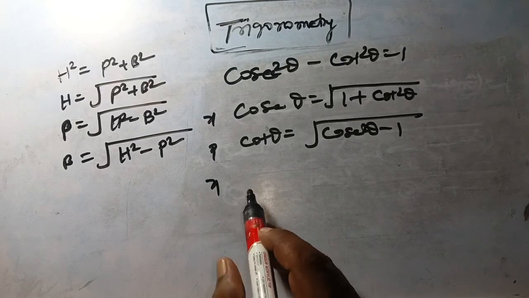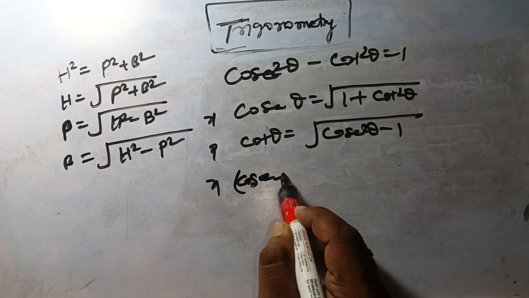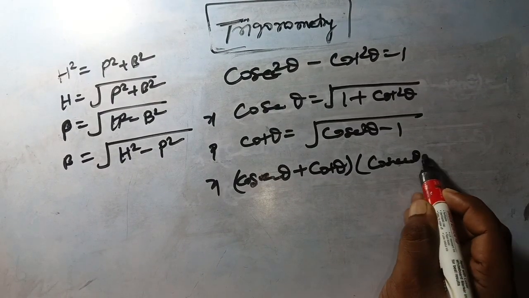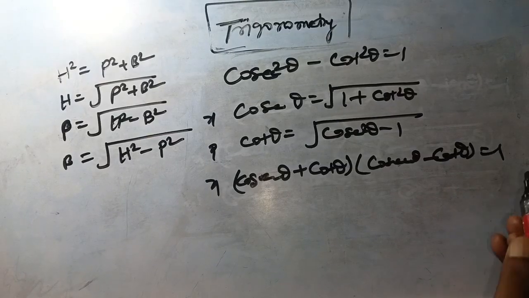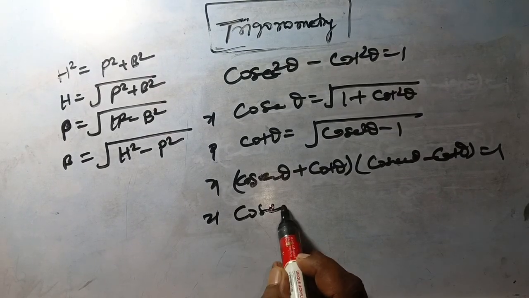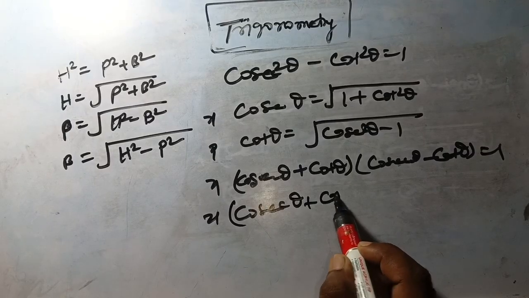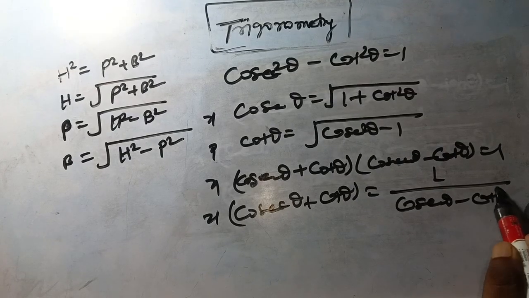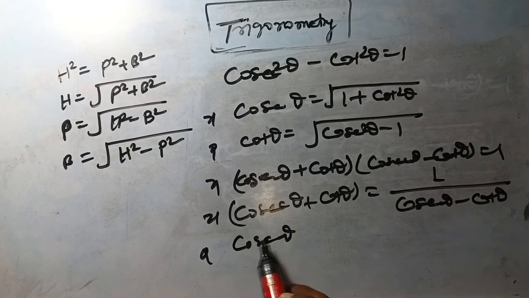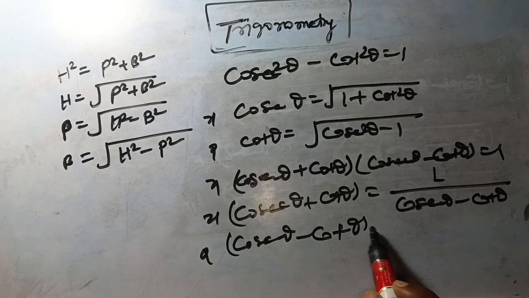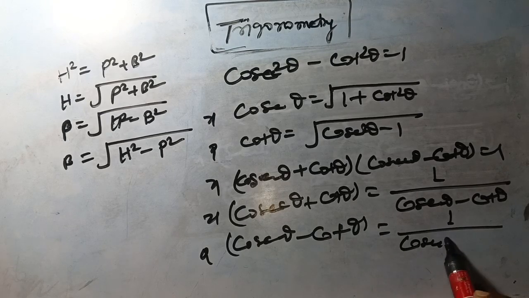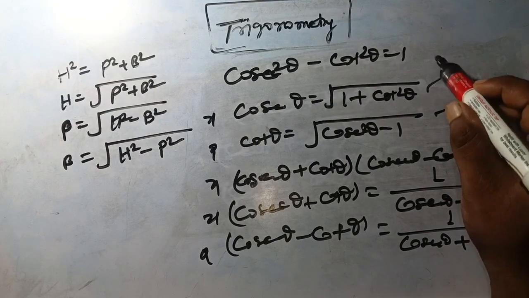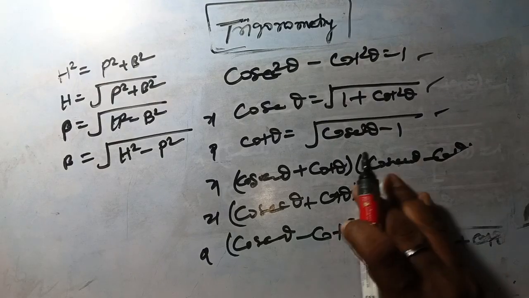And from the algebraic formula we will get cosec theta plus cot theta into cosec theta minus cot theta is equal to 1. From here we can calculate the value of cosec theta plus cot theta as 1 upon cosec theta minus cot theta, and cosec theta minus cot theta is equal to 1 upon cosec theta plus cot theta. So these are the formulas of basic trigonometry.